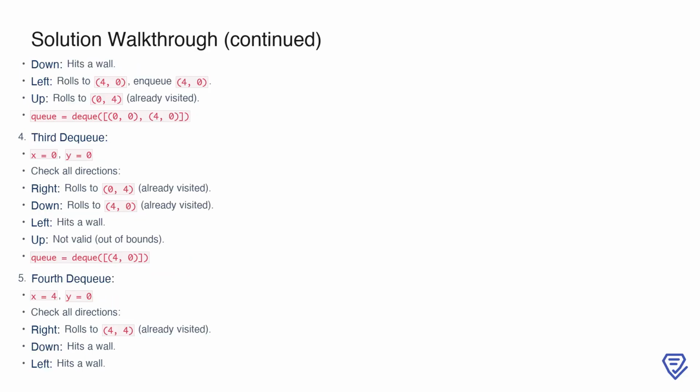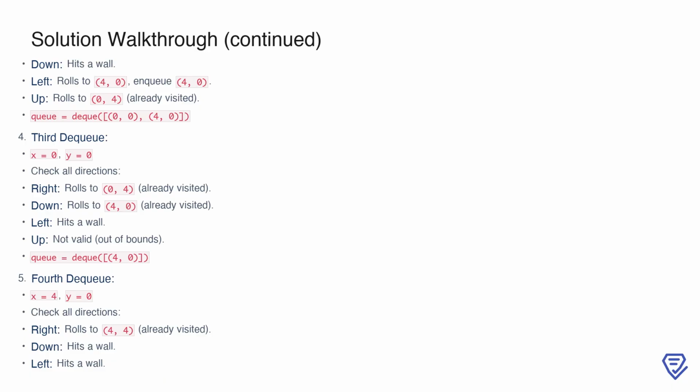Next, we dequeue 4, 4, and evaluate its possible moves. Moving right or down hits walls, while moving left allows the ball to roll to 4, 0, which we enqueue. Moving up brings the ball back to 0, 4, but since it's already visited, we skip it. The queue is then updated to contain 0, 0, and 4, 0.